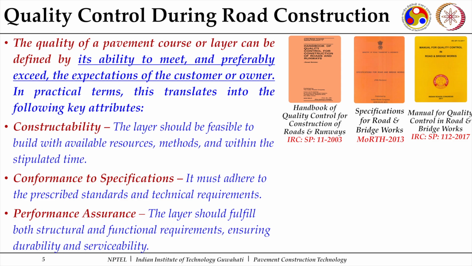Second, conformance to specifications. Whatever works and products are fixed under the particular contract agreement must adhere to the prescribed standards and technical requirements which are there in our standards as well as mentioned in the contract document. Third, performance assurance: the layer, whatever work is done, should meet both structural and functional requirements, ensuring durability and serviceability of the road project.